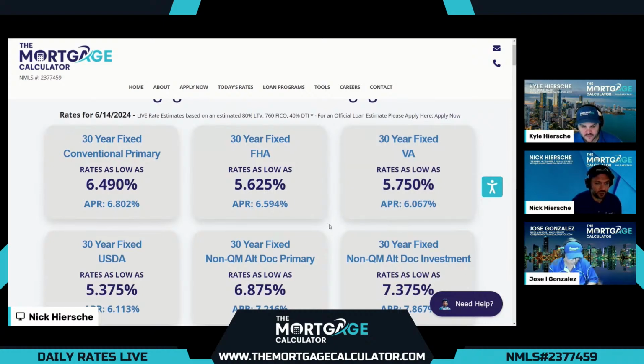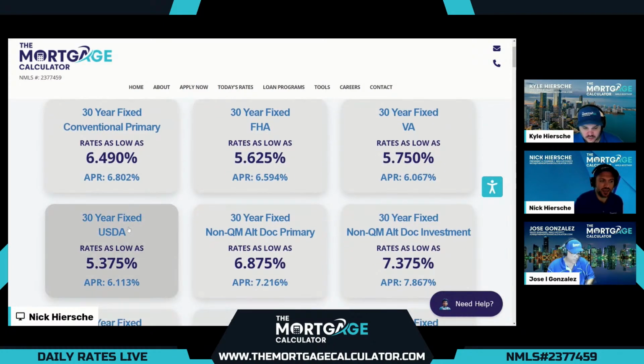And the final government program here is our USDA option. Remember, USDA is only for properties that are in USDA eligible areas, the rural areas of the country. So if our borrower and the property are eligible, these are great options. Rates as low as 5.375, and the final APR with all the fees, 6.113.